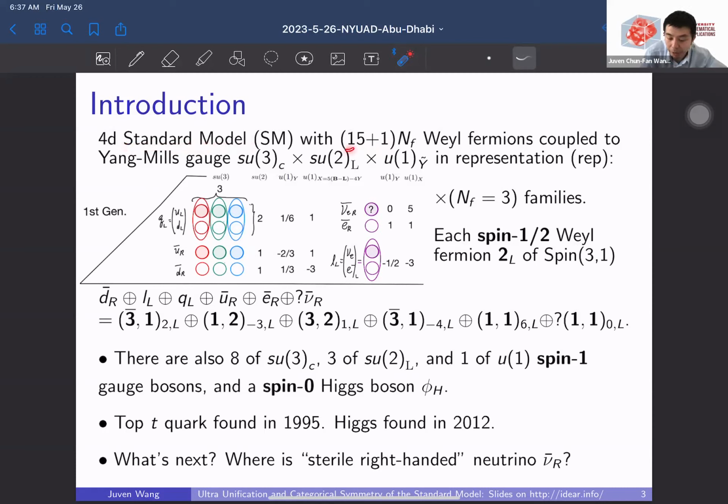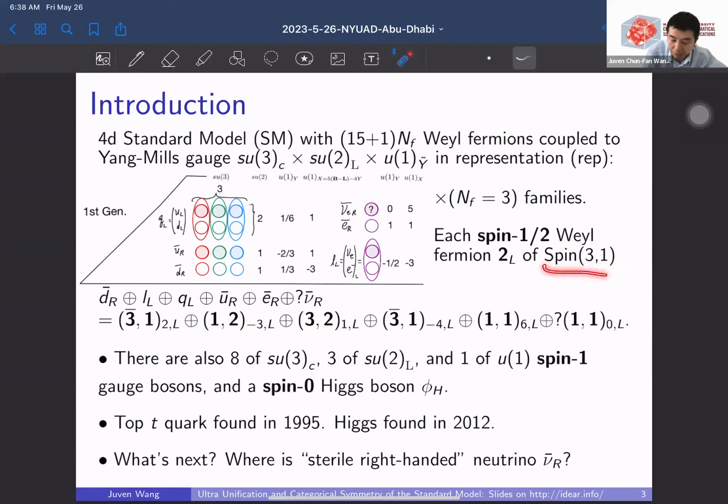In my talk, we require the confirmed 15 Weyl fermions per family, and possibly plus the right-handed neutrino, which may or may not be there, with 3 families. Here we draw in cartoon pictures the Weyl fermions in some representation of SU(3), SU(2), U(1). The detail is not so important. I will just point out what is important for you. Each of these disks is actually a Weyl fermion, which is a 2-component complex fermion in the fundamental of SU(2), which is the subgroup of Spin(3,1) more precisely.